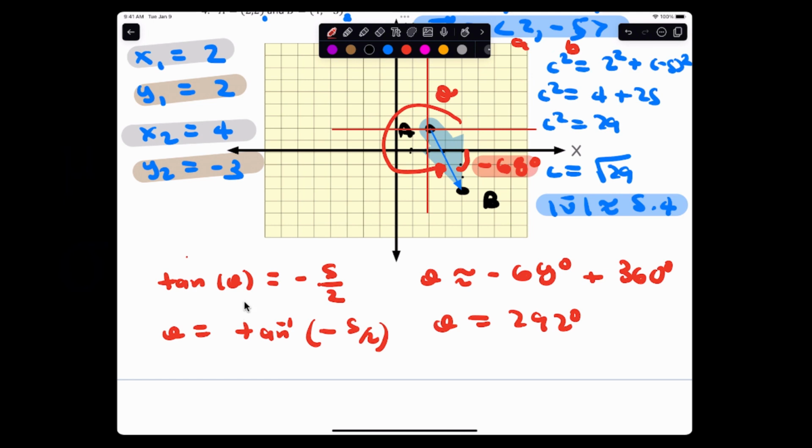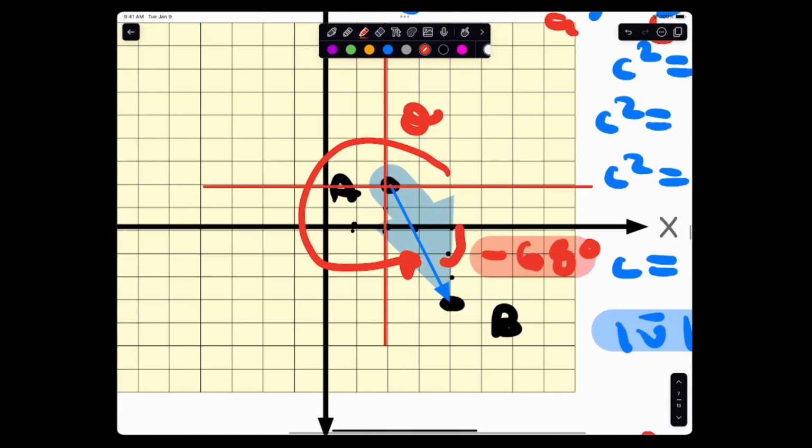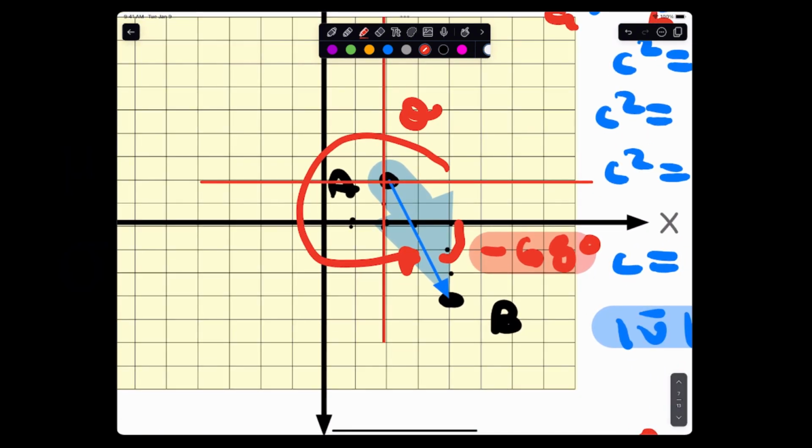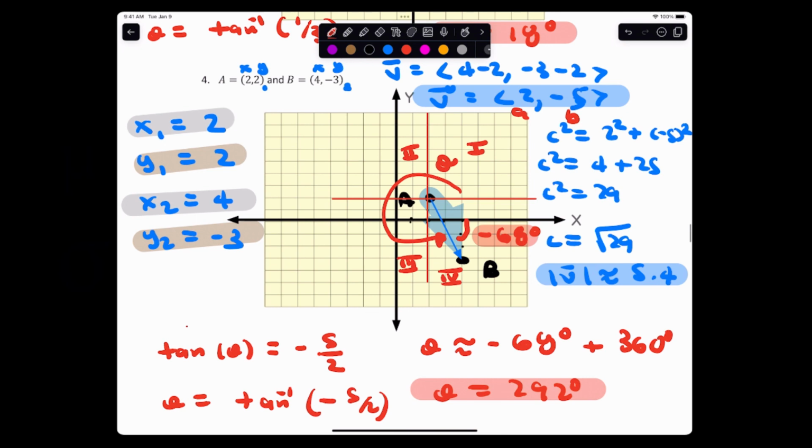Now you might say, why again? Because you really need this to be pointing where? Down. Vectors are very strict. They want it to be pointing in quadrant 4. So this is quadrant 1, quadrant 2, quadrant 3. They want it to be pointing in quadrant 4. So, ladies and gentlemen, this is how we get a start on magnitude and direction for your vector.